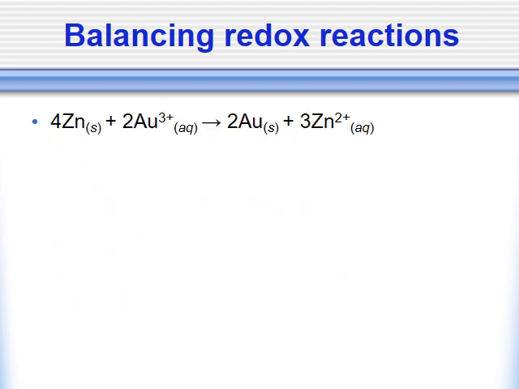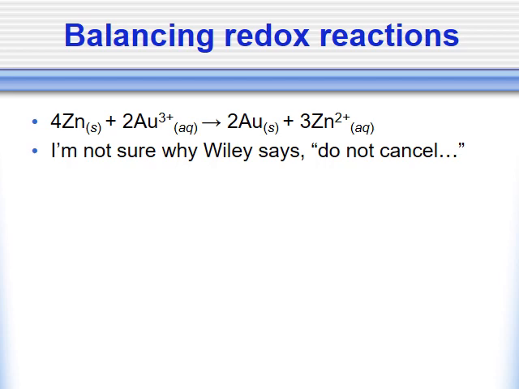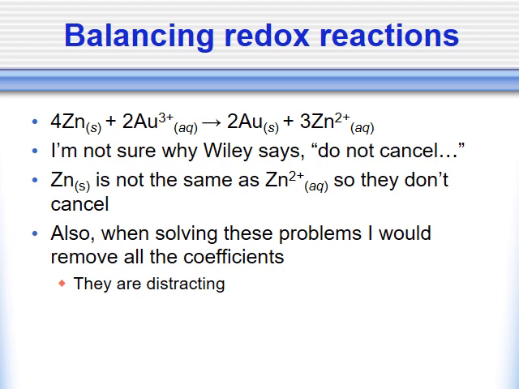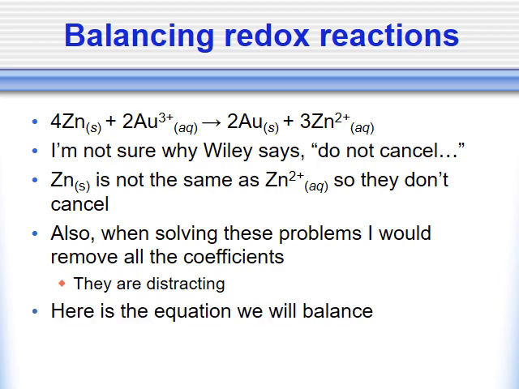There's our given reaction. I don't know why Wiley says don't cancel species on the opposite sides even if they're the same, because in this case zinc solid is not the same as zinc 2+. You don't want to cancel those regardless, so I would just ignore that statement. Also, when solving these problems, you're going to be placing coefficients anyway, so the given coefficients are distracting. I would just remove all of them. So if you're given this problem with the 4 and the 2 and the 2 and the 3, just remove those. Here's the equation we want to balance.